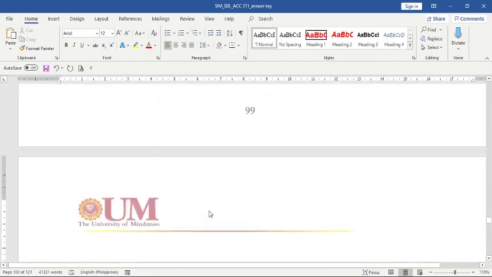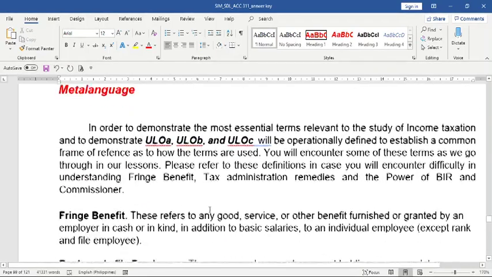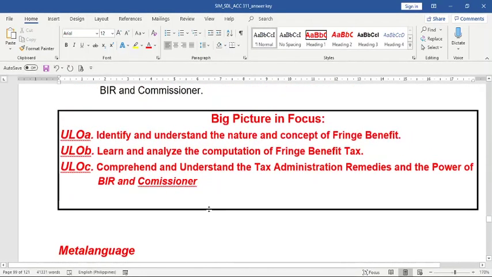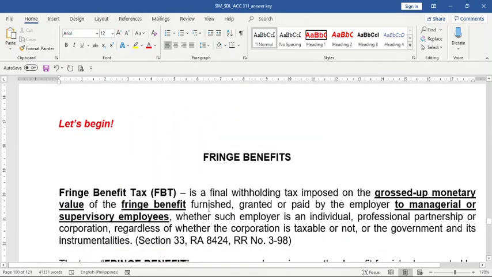Okay, again, look at this meta language. This will help you in learning about our three unit learning outcomes: A, B, and C. So let's now begin with learning outcome letter A, which is fringe benefits.